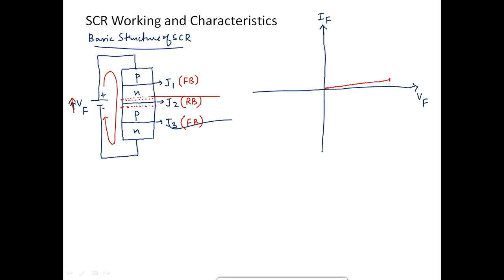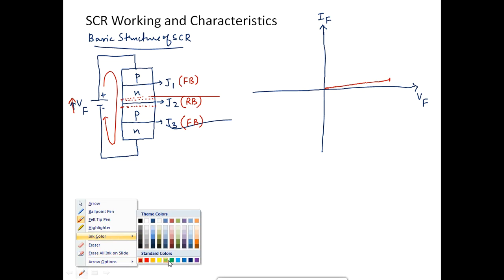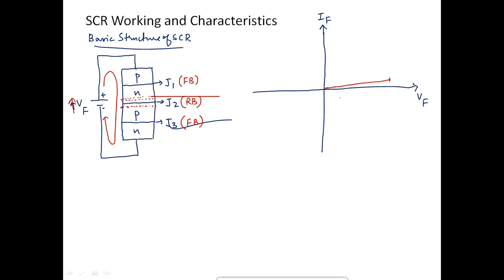Okay, so this stage, this region, right, let me call it by a name which is given as forward blocking region. Forward blocking region, I'll just indicate it. Okay, so from here till here it is called as forward blocking region. So will there be any current in the forward blocking region? No, there will not be any, although there may be a very small amount of current which is primarily due to the minority carriers, but majority carrier current will not be there.